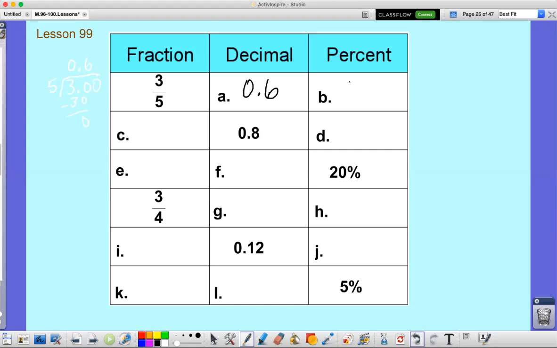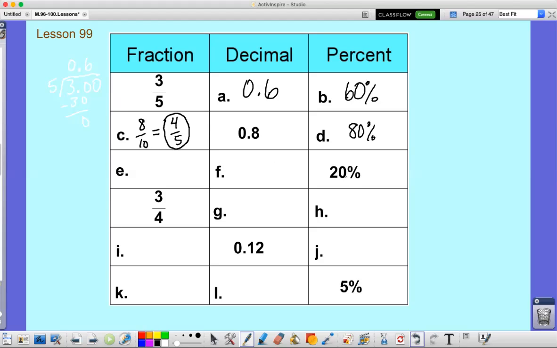As a percent, what is it? 60%. What about letter C? If you have 8/10 as the decimal, what's the fraction going to be? Well, 8/10 isn't the final answer because it can be reduced. This one's divisible by 2, this one's divisible by 2. It would be 4/5. That would be the final answer for that piece. And what is it as a percent? Good job. If you said 80%, you're right on track.